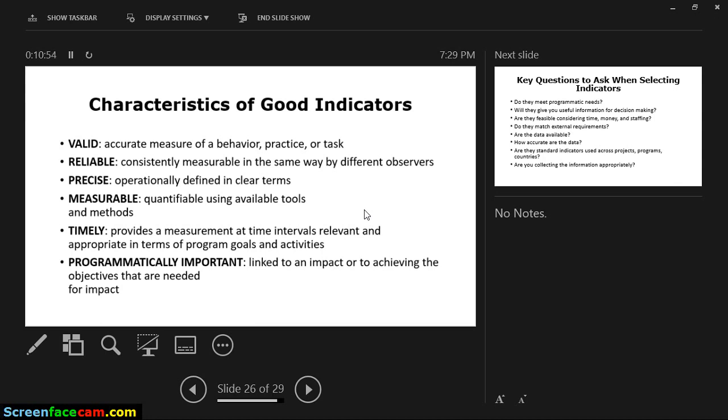Then it's also looking at precise, which is supposed to be defined in operational terms. What it means in operational terms, for those of you that have been doing research, I'm still referring to research because what we have here is very common in research. So when you talk about operational terms, there are two things in research that are talked about: a conceptual definition and an operational definition.